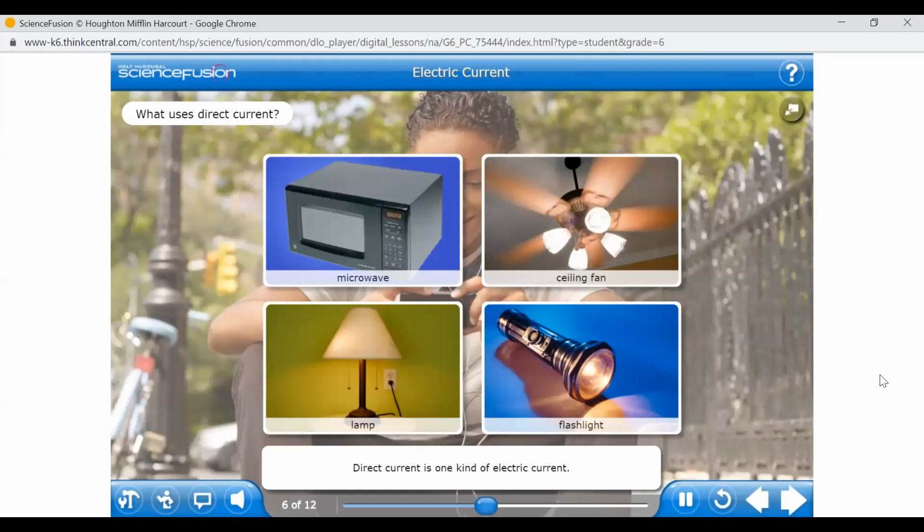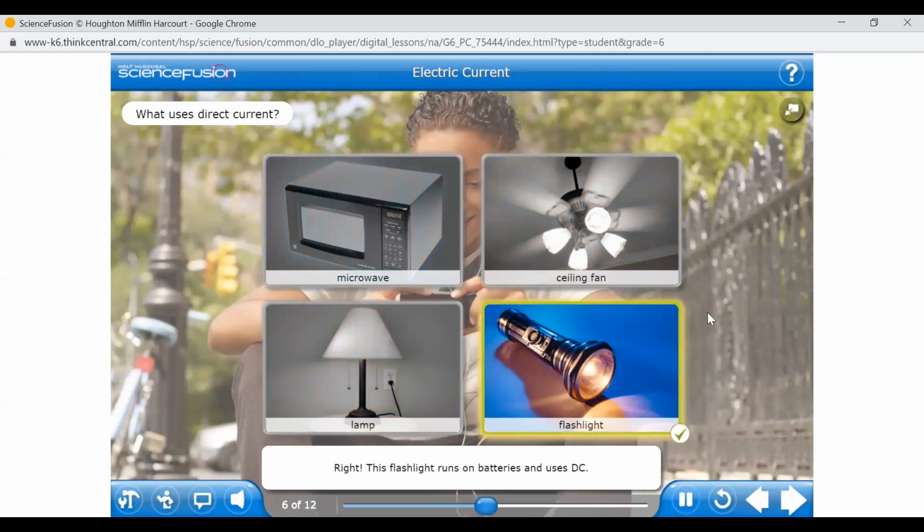Direct current is one kind of electric current. Which of these devices works on direct current? Right. This flashlight runs on batteries and uses DC. Batteries supply direct current. Wall outlets provide alternating current that can be used directly by devices such as toasters, microwave ovens, and electric motors.